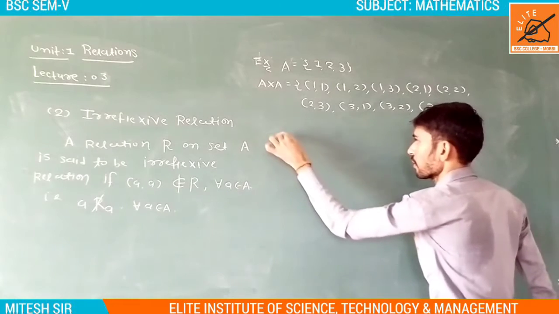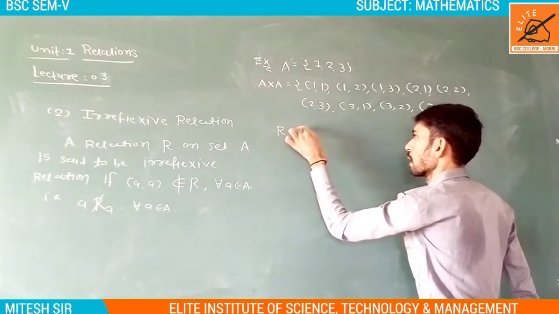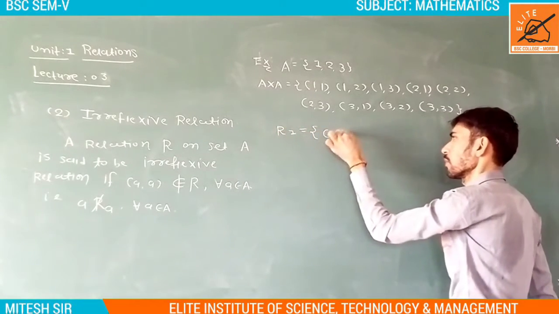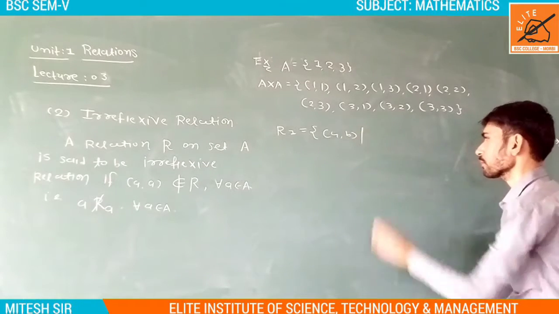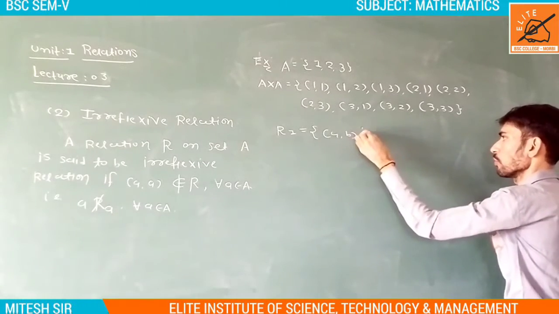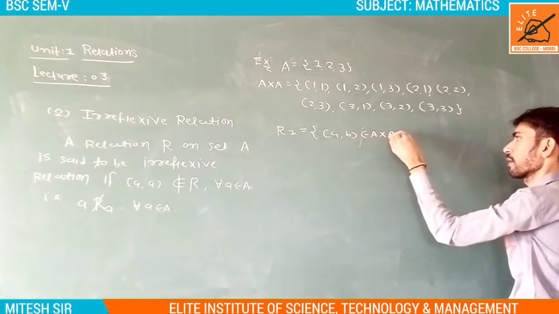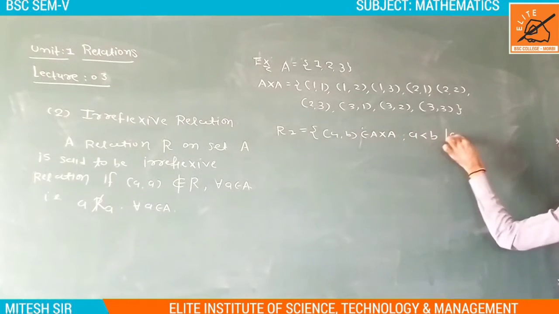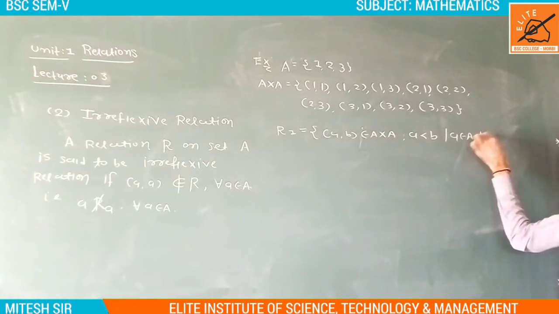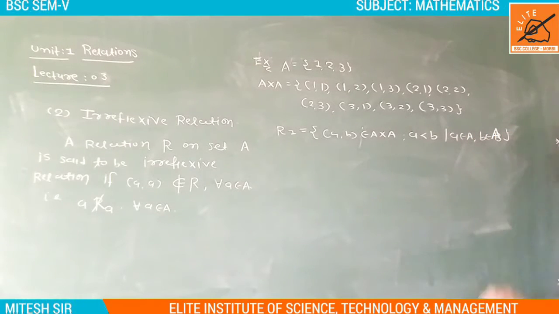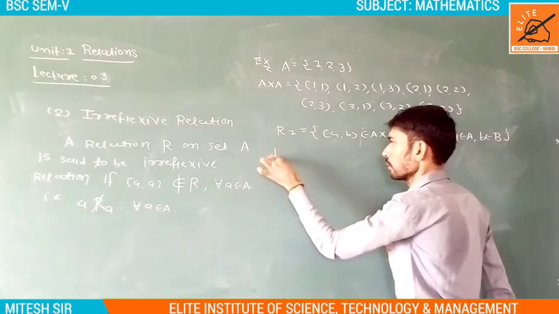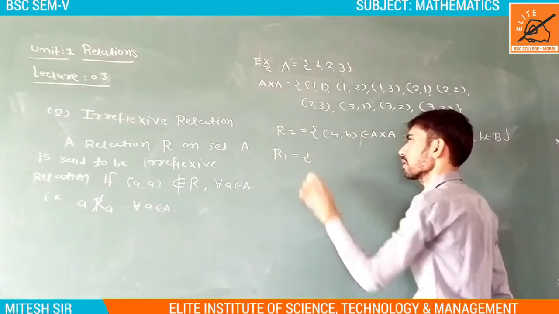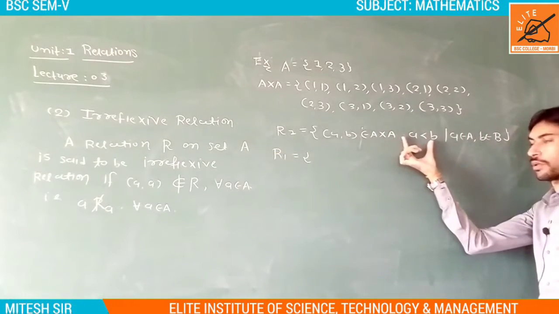Now we define the relation. R1 is equal to the ordered pair (a, b) belongs to the Cartesian product A cross A with the condition a is strictly less than b, where a belongs to A and b belongs to A. So which ordered pairs belong in this relation?